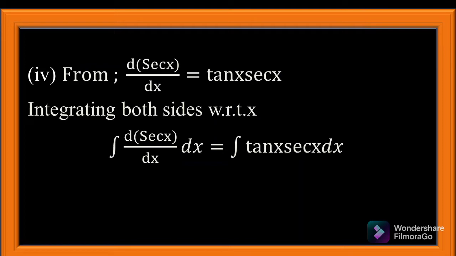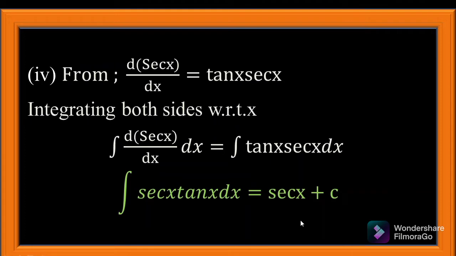Now again, like we said, when we integrate the derivative of sec x with respect to x, we shall get sec x itself. So it means when you integrate tan x sec x, which can as well be written as sec x tan x as we have it here, you get sec x plus a constant of integration. We move on to Roman 5.